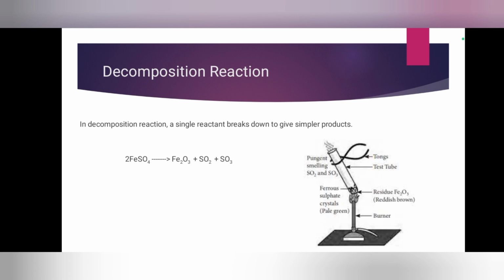I'll give you some examples, then it will be easy for you. See, ferrous sulfate crystals are pale green in color. When we heat them, they decompose to form simpler products: ferric oxide, sulfur dioxide, and sulfur trioxide. You can see the equation also. A single reactant, ferrous sulfate, decomposed by giving three different simple products.